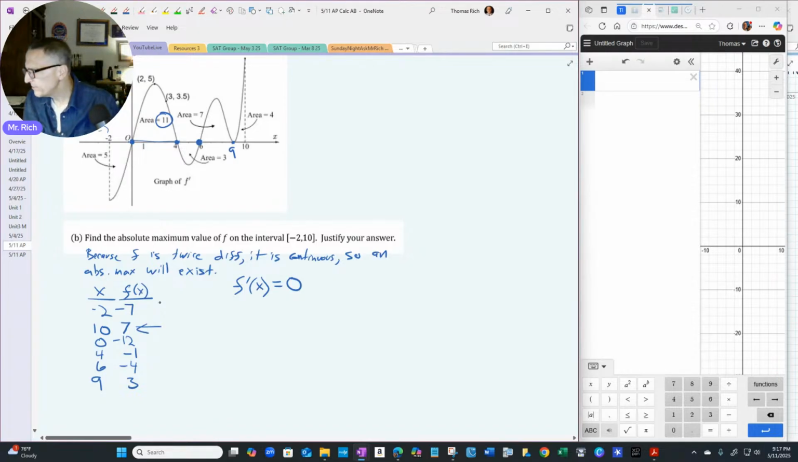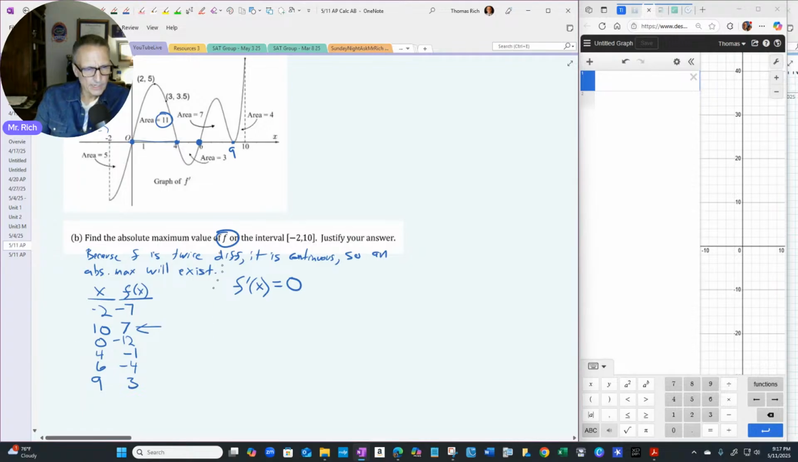Why do you need the value of f of x is what Swipes is saying. Yeah, because we're trying to find the maximum value of f. And so we're using our derivative and our knowledge of the areas of the derivative function to find out what our function is at these different x values.